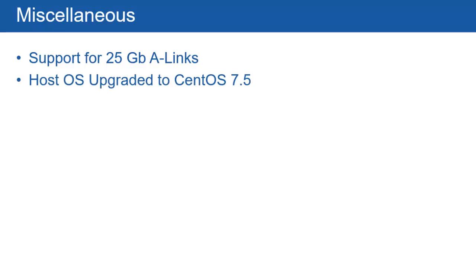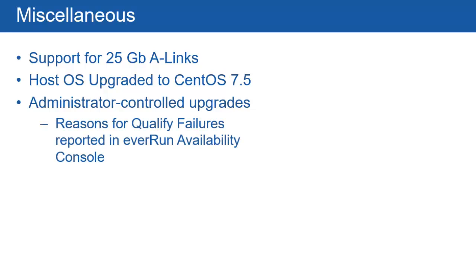To finish up, we'll look at some miscellaneous topics. With version 7.5.0.5, A-Link networks can now use 25 gig Ethernet ports. Please note that the speed of the A-Link network should be equal to or greater than the speed of business or management networks. The host OS has been upgraded to CentOS 7.5. There is now administrator-controlled upgrades, allowing for full control of upgrade steps. And during upgrades, the reasons for qualify failures are now reported in the everRun availability console.